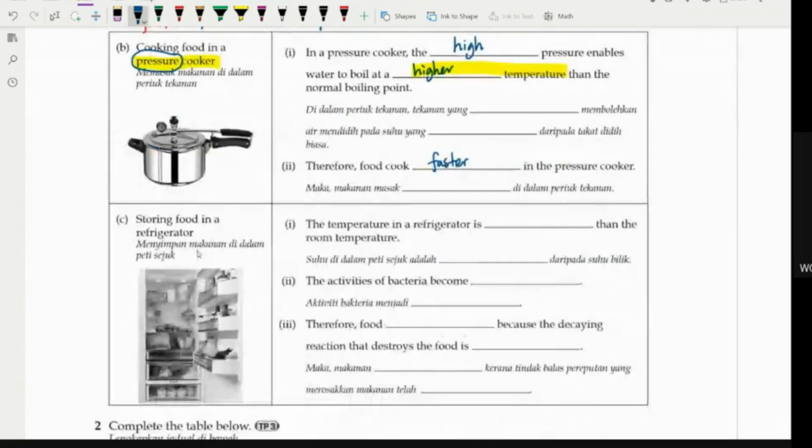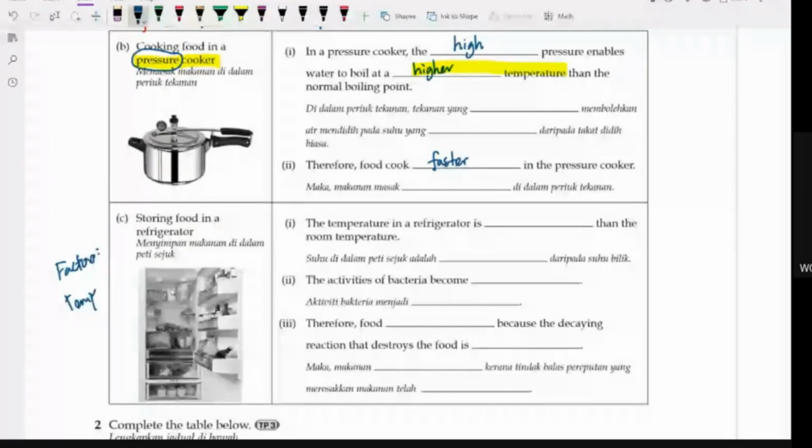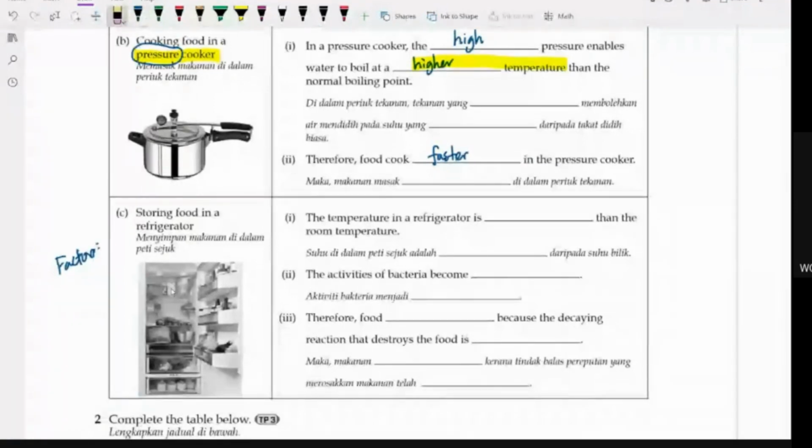Third one, storing food in a refrigerator. So why do we put our food inside the refrigerator? What is the factor now? I think this is obviously temperature, right? So the temperature in the refrigerator is what? Lower, right? Lower than the room temperature, correct?